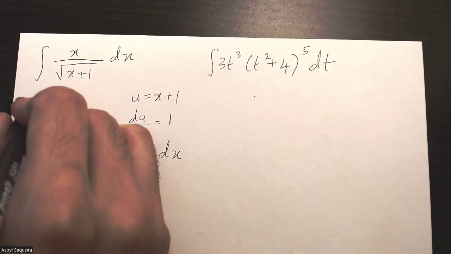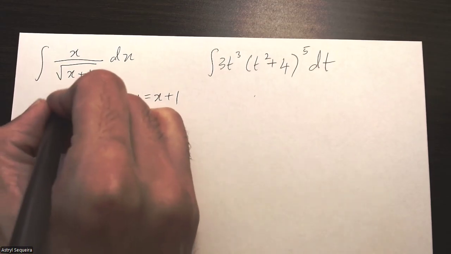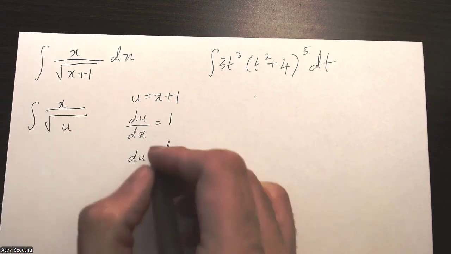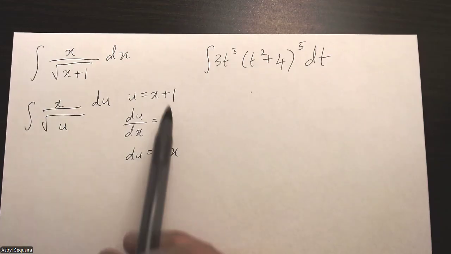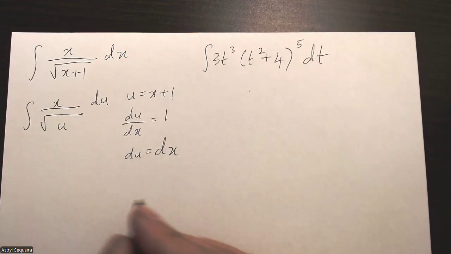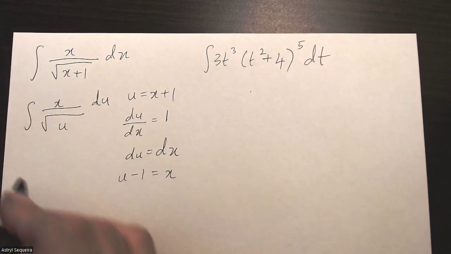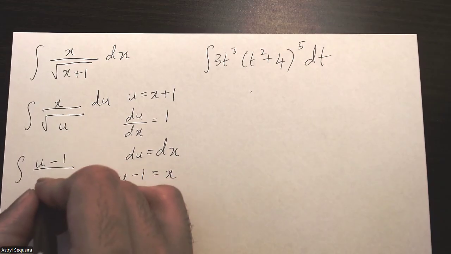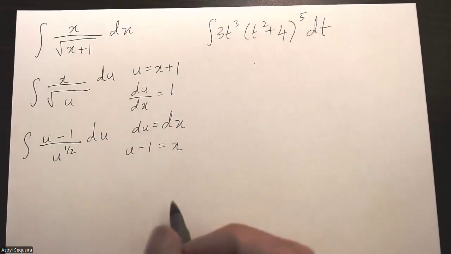Then I can do my substitution over here. Can't really substitute x with anything just yet. This is just a u, and then dx is just du, so I can't get rid of the x over here. I want to just isolate my x, so u minus 1 equals x, and then I can substitute that over there. I'll rewrite this as u to the half to just make things a bit easier.